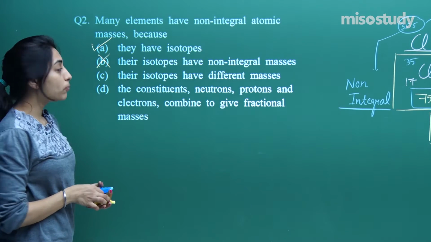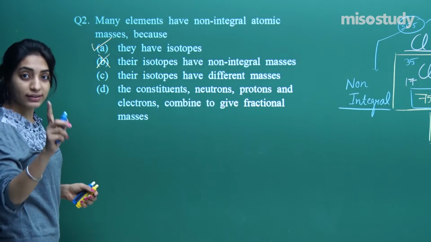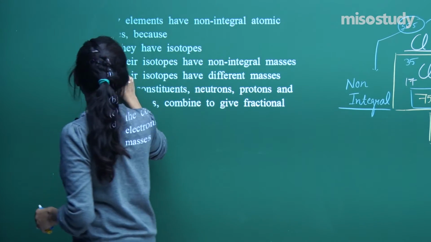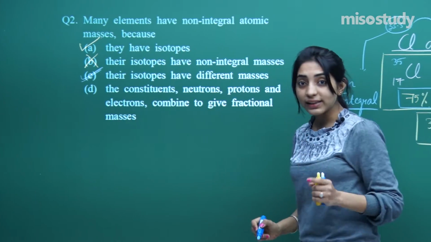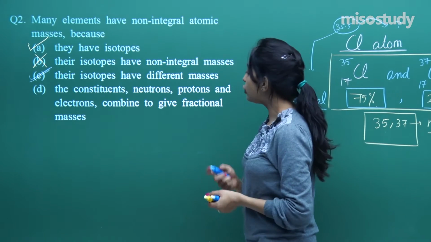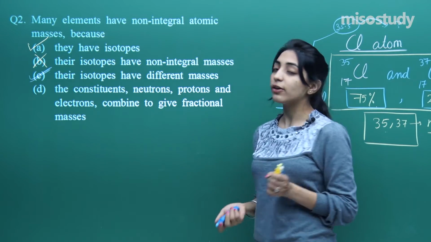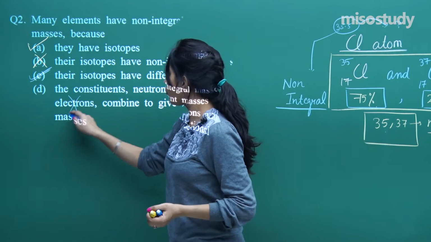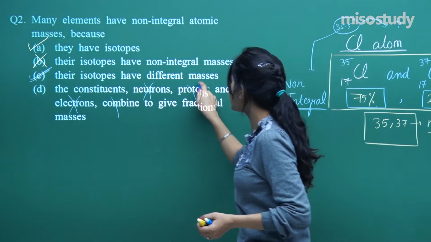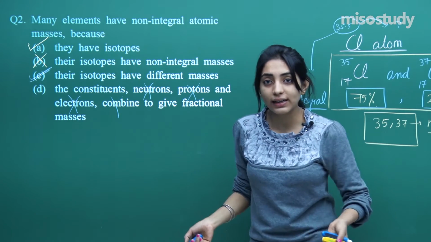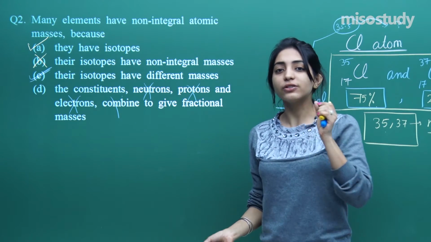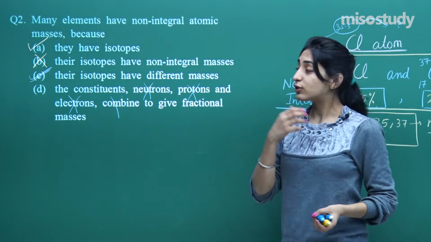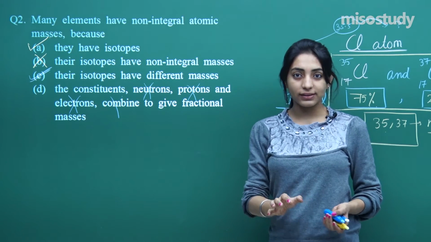Moving on to the third option, the isotopes have different masses. That is correct. So we can simply say that the isotopes are having different masses. This is also correct. The next is the constituents, neutrons, protons and electrons combine to give fractional mass. No guys, I am not even taking into account the masses of protons, neutrons and electrons. I am just taking into account the numbers of protons and neutrons which are present in any atom, so as to call it the atomic mass.